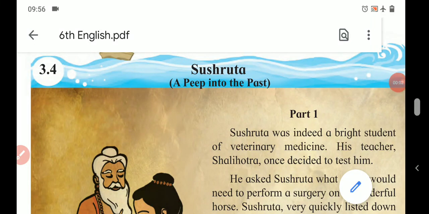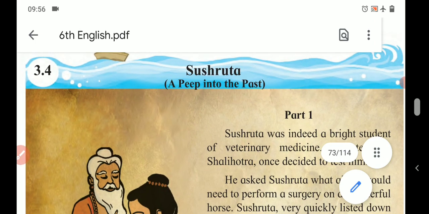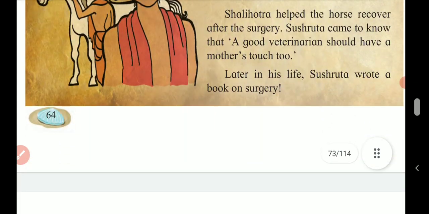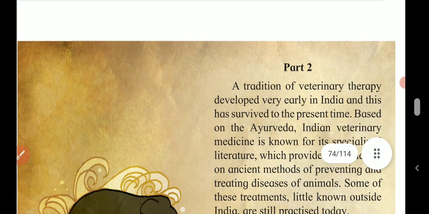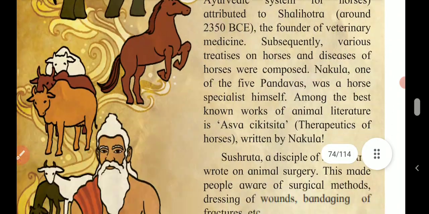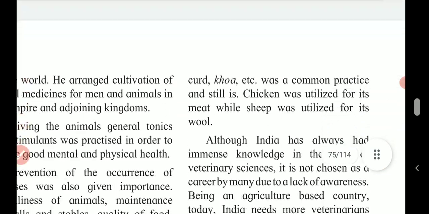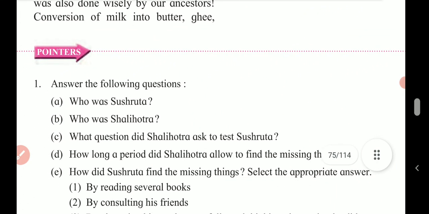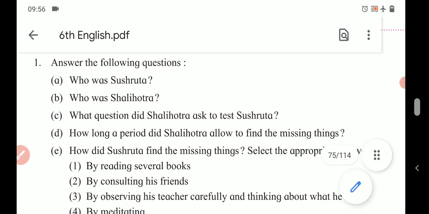Dear scholars, recently we have put an end to learning the lesson Sushruta. I hope you have watched both the videos and understood the explanation of both parts of this lesson. Here, through this video, I am going to talk about the activities given in pointers, that is, the exercise we will say. Let's begin with the question first.